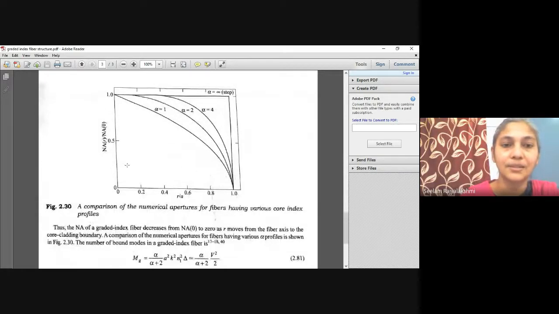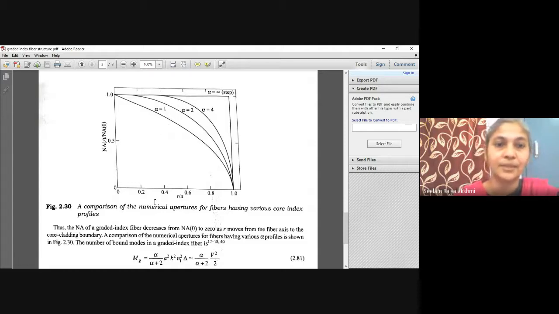Here is the comparison of the numerical apertures for fibers having various core index profiles, for α equals 1, α equals 2, α equals 4. Already we have discussed α equals infinity, which is the step index optical fiber. These are some of the numerical apertures for the fibers having various core index profiles.